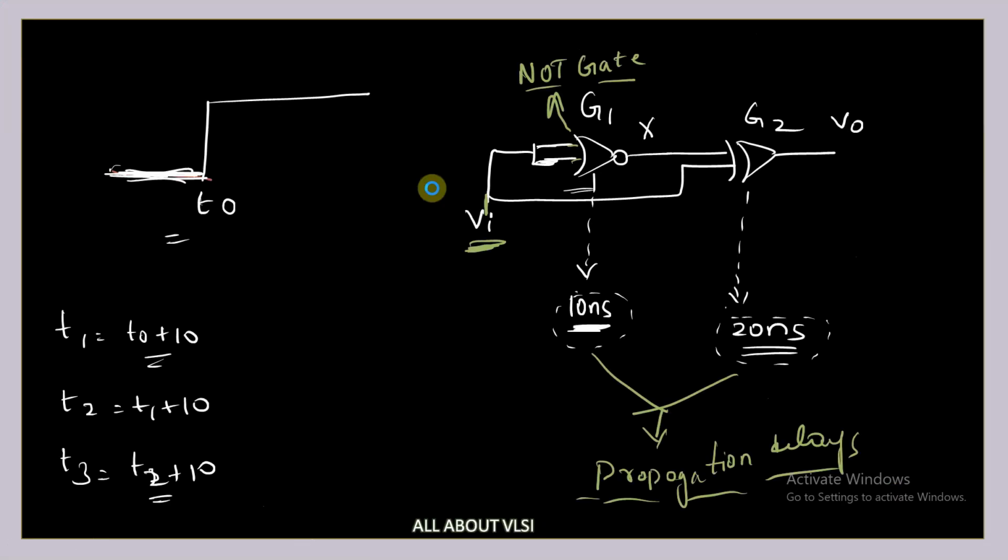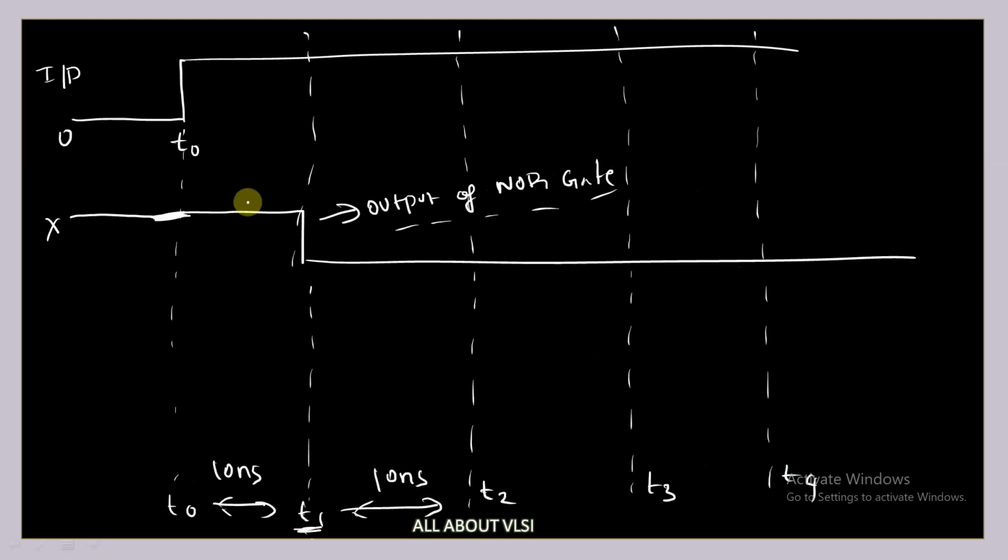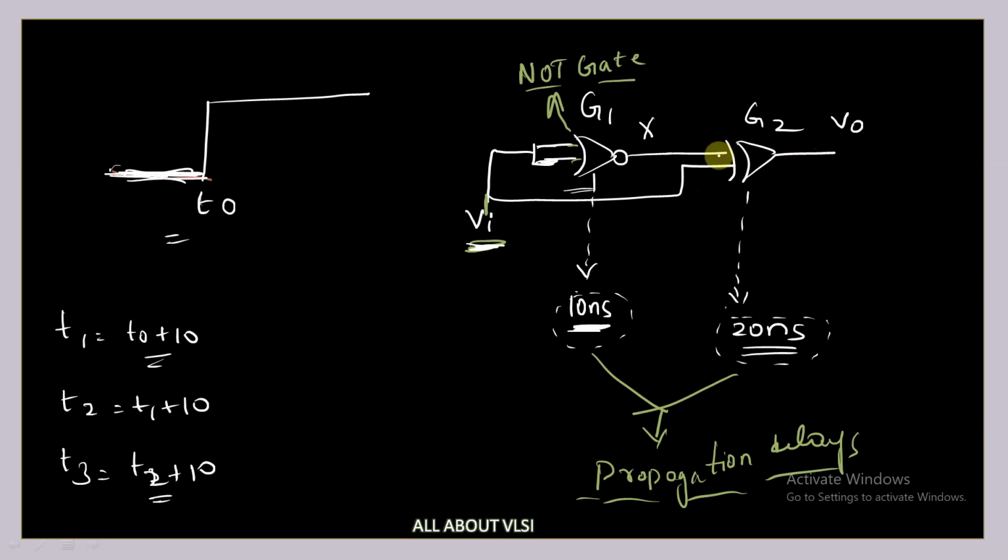Now, this output is given to your XOR gate. One input of your XOR gate is the direct input, and the other input is the output of the NOR gate. So what is the output of your XOR gate? It just compares these two values. If they are different, the output is 1, and if they are the same, the output is 0.